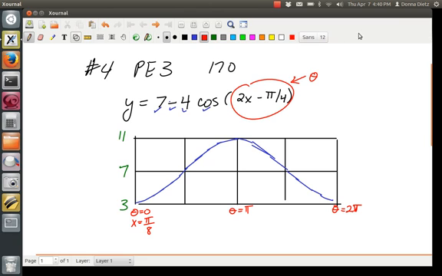Maybe it's the storm. Okay, so this is 2x minus pi over 4. When theta equals pi, this is going to be pi over 4 plus 4 pi over 4, which is 5 pi over 4, and then I'm just going to divide by 2 again.